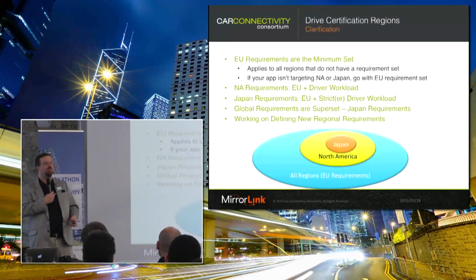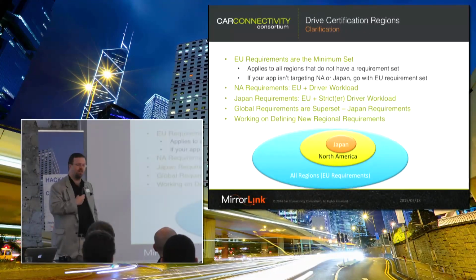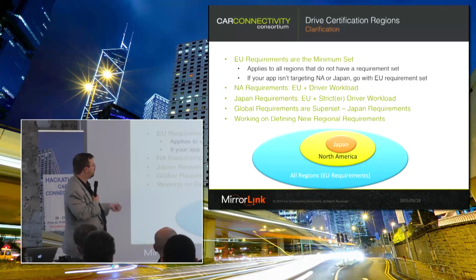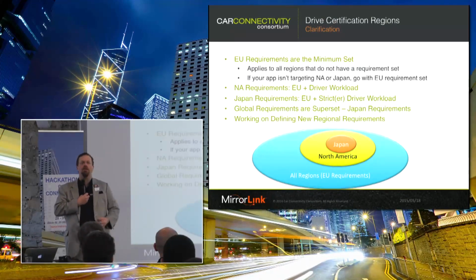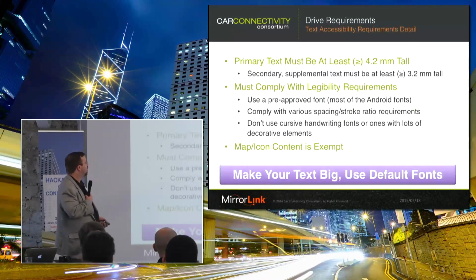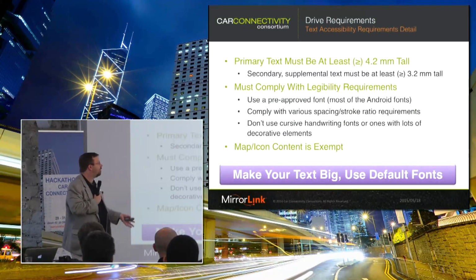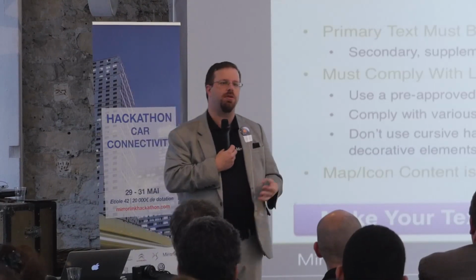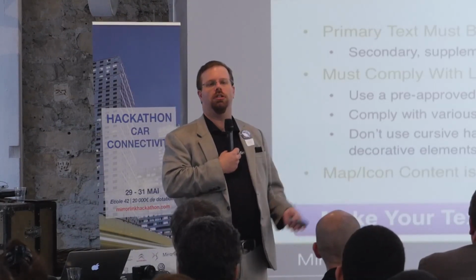We've translated them to lower levels. I've already mentioned this. We have various regional guidelines. Again, EU is sort of the default guidelines. If you're trying to make your app and your target market South Africa, then you use the EU guidelines. It's our default set. So some of the drive requirements. Here's an example. Primary text must be 4.2 millimeters tall on the screen.